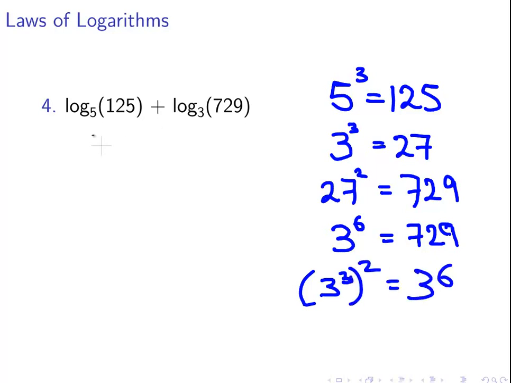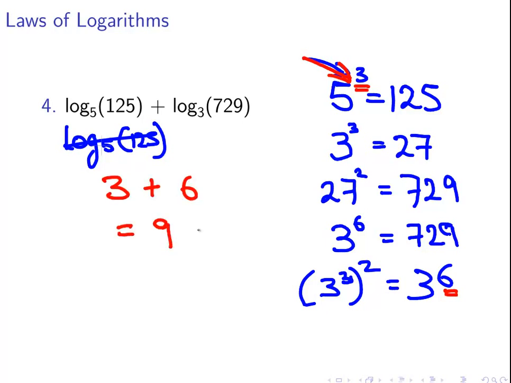Okay, so what I'm going to remark upon is that there is 3 and that there is 6. So we have log to the base 5 of 125. That's equal to 3. And log to the base 3 of 729 is 6. So 3 plus 6, the answer to that one is 9. Okay.